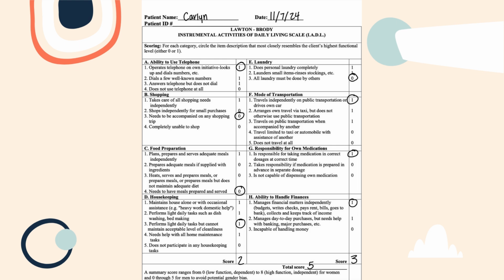Responsibility for all medications, a 1. Again, she is cognitively intact and able to function in that way. And then also 1 for handling finances. So after filling in each domain, on the left side, she got a 2. On the right side, she got a 3, totaling a score of 5 for the time being.